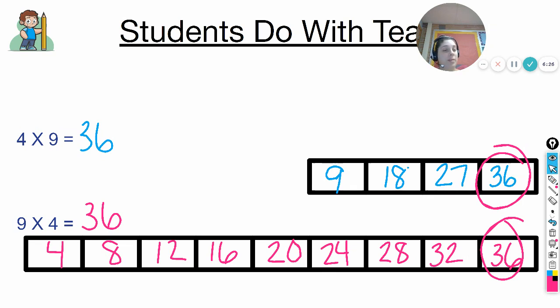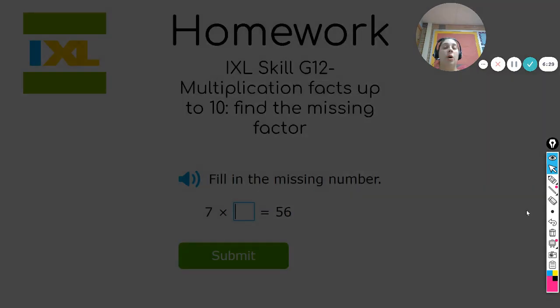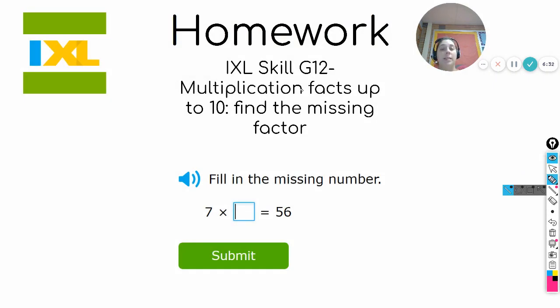Okay, so we're going to move on now to the part where you're going to work on this alone. So you're going to continue practicing your multiplication facts. We have been doing the last 2 days just 6, 7, 8, and 9. But now what we're going to do is practice multiplication facts up to 10. So this is going to have all the numbers we've learned how to multiply so far this year, which is 1, 2, 3, 4, 5, 6, 7, 8, 9, and 10. For example, you might see a problem like this where you have to find the missing number. So it's 7 groups of blank equals 56. So we're going to have to count by 7s until we get to 56.